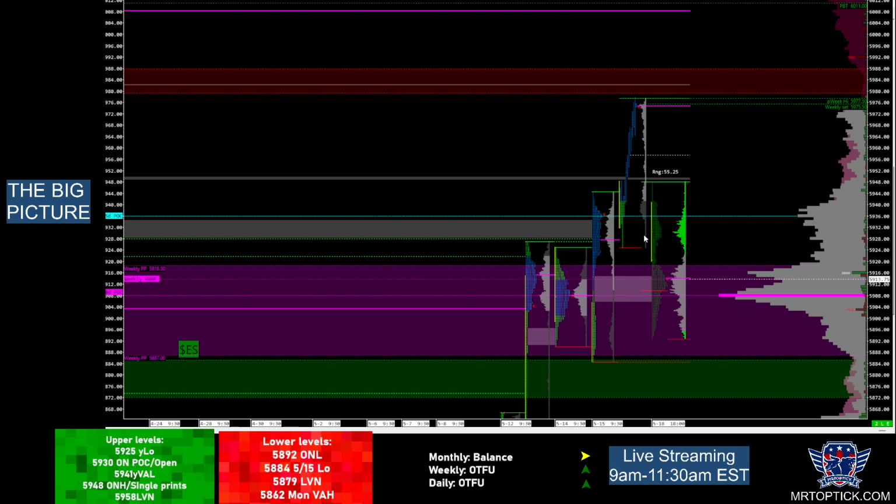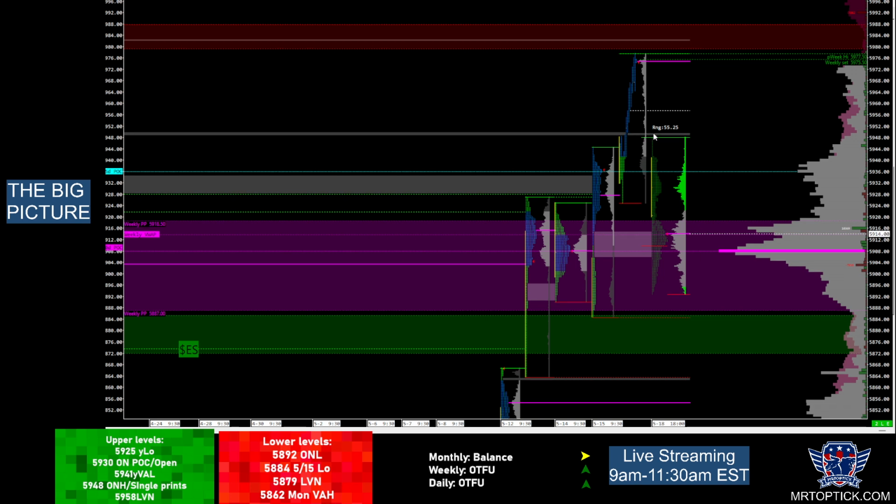So if we enter Friday's value, I'm going to be looking for an initial rejection at this area where we have single prints and that low volume node and the overnight high. So we have a bunch of stuff there. It's like half back for that session, the single prints and the overnight high. So I'm looking for that area to find sellers if we get in there. I'm not looking today for a value area sweep, but it's possible, right?